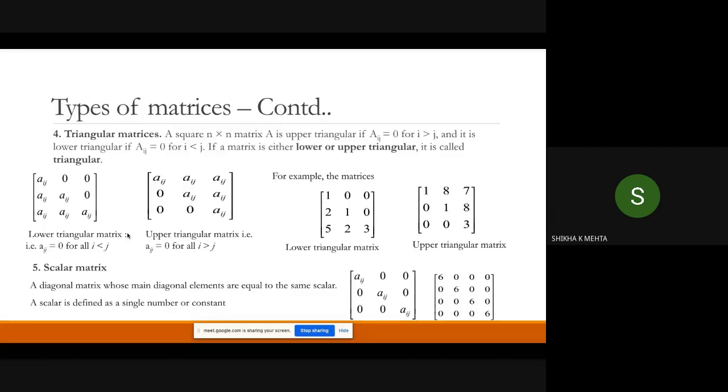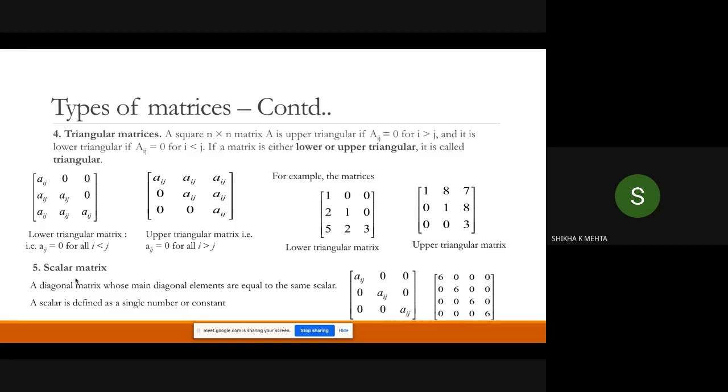And in the second case, we see the upper triangular matrix, where the lower values in the diagonal matrix have the 0 value. So a_ij is equal to 0 for all i greater than j. In this case, we can see these two examples. The first is the lower triangular matrix, where we have all the elements except the values where i is less than j, and the second one is the upper triangular matrix.